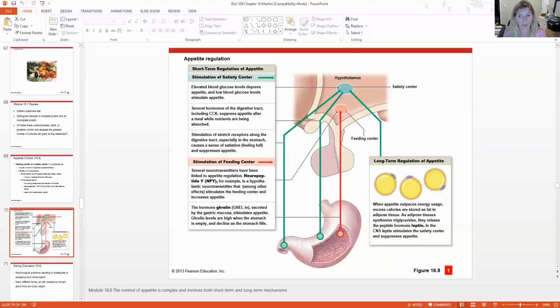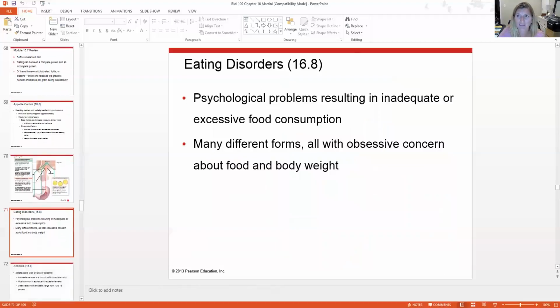The long-term regulation is when the appetite outpaces energy usage. So excess calories are stored as fat in the adipose tissue. Adipose tissues release triglycerides and they release a peptide hormone called leptin. In the central nervous system, leptin is going to stimulate the satiety center and suppress the appetite. So it's going to make you feel full as soon as lipogenesis happens, as soon as those fat cells start to accumulate. Usually that is after you're already full, and then you say, oh, I really ate way too much. I need to unbutton the pants.